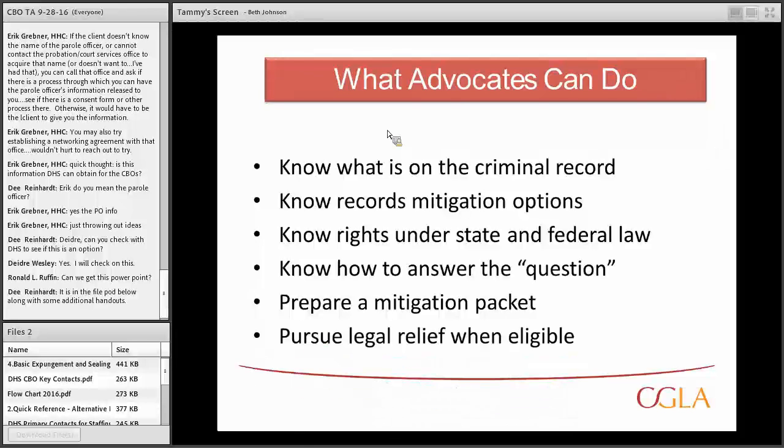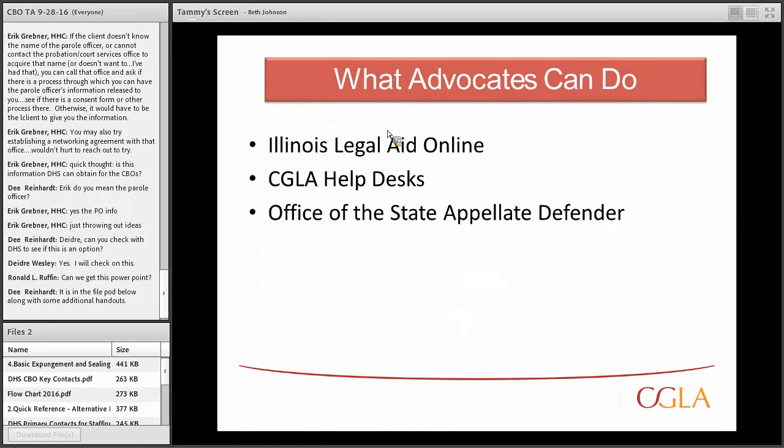Pursue legal relief when eligible, right? So there are pro se packets. Again, I'll make those available. Healthcare waivers you can do. You don't need a lawyer to do it. Sometimes you need a lawyer to help verify the records themselves. But this is the bad part. These are the only places that actually have criminal records programs, right? And 2 of them are online and not individual representation. And the last is us here in Chicago. So it's not like we have the whole state that's full of resources.